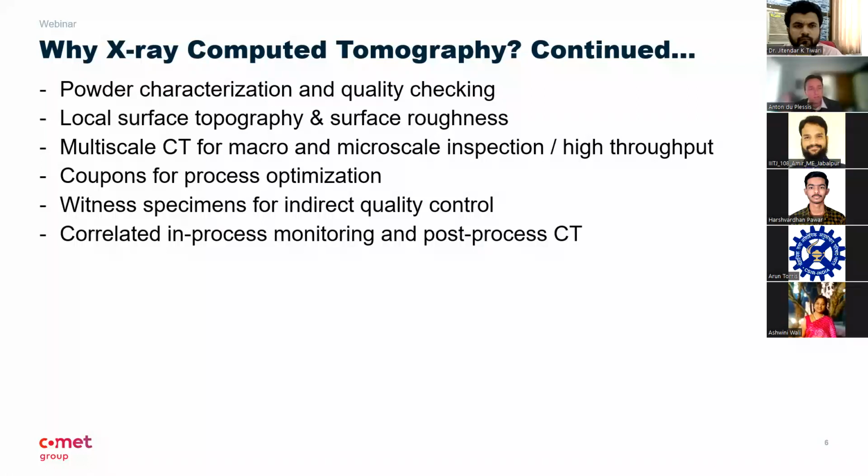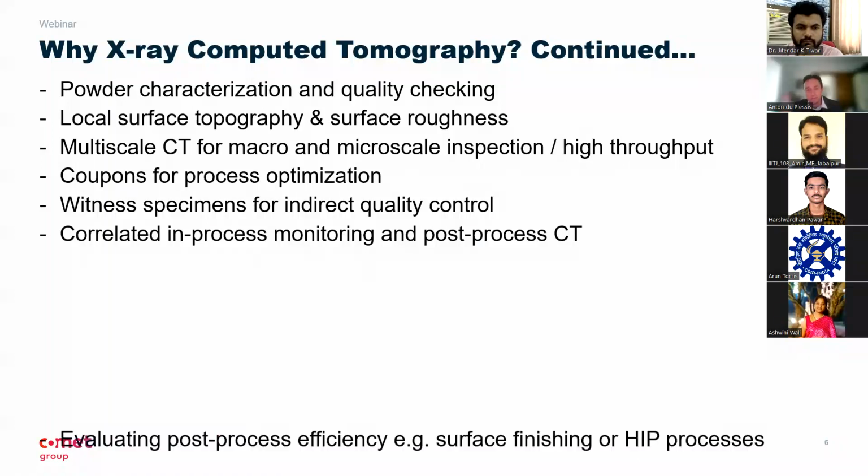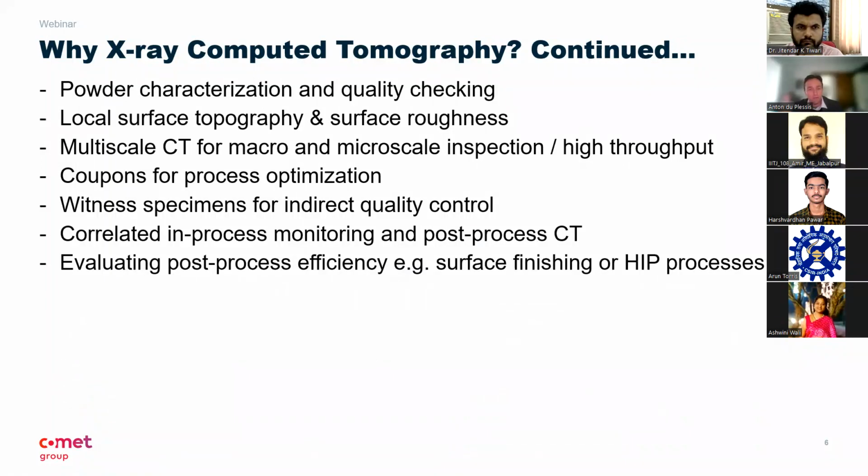There's also the possibility of correlating in-process monitoring cameras in the additive build process with post-process CT, to correlate process monitoring signals with actual defects, which are seen in CT images. It's also possible to evaluate post-processing, such as HIP processing. Hipping is a process which often uses high temperature and high pressure at the same time to improve the microstructure of additive metals, also to close porosities. And this closing of porosities can specifically be seen quite well by CT.